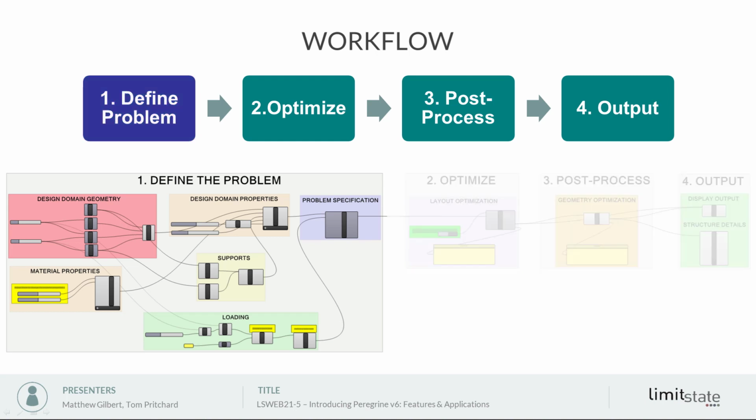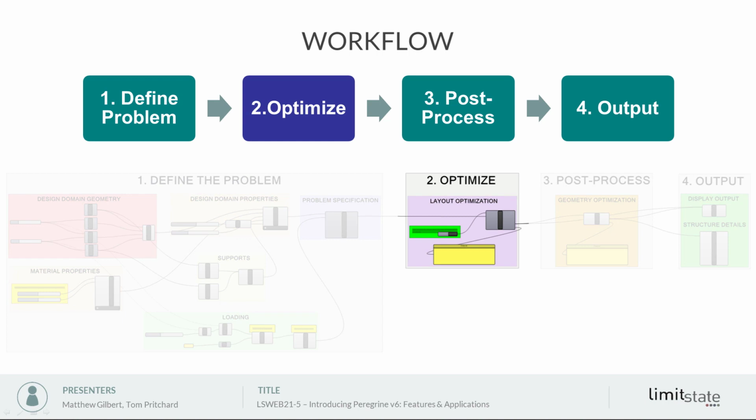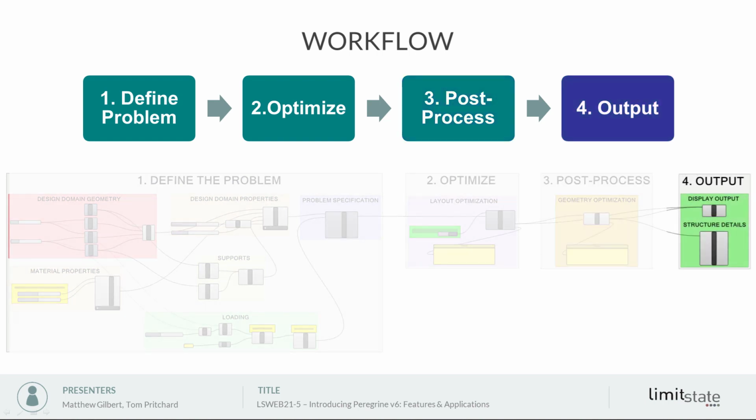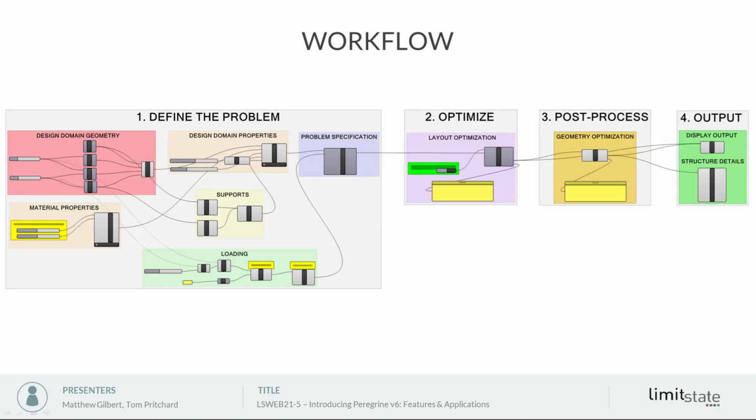The problem definition, looking at things like the design domain geometry, the properties, supports and loading, and also the material properties that are involved. We then go on to the stage of optimization. First we perform a layout optimization, and then looking at post-processing, so things like geometry optimization, stabilization and such like. And then finally we look at the output, so we have the display and the structural details. And putting them all together, it looks something a little like this.